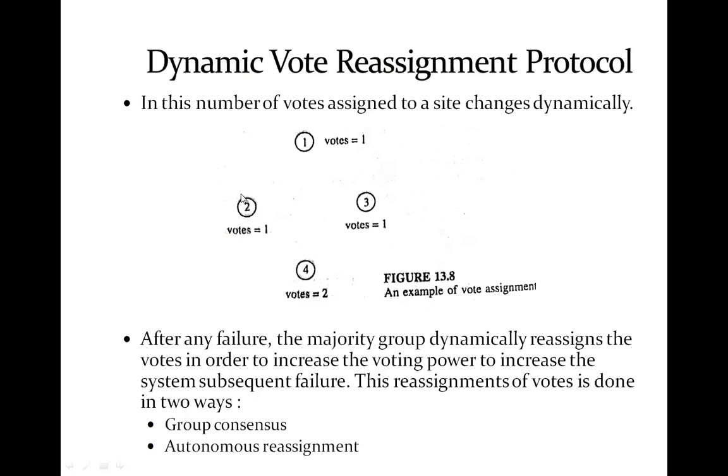This idea of dynamic vote reassignment was given by Gifford, and we have categorized two ways by which the reassignment of votes can be done. The first is group consensus and the other is autonomous reassignment.